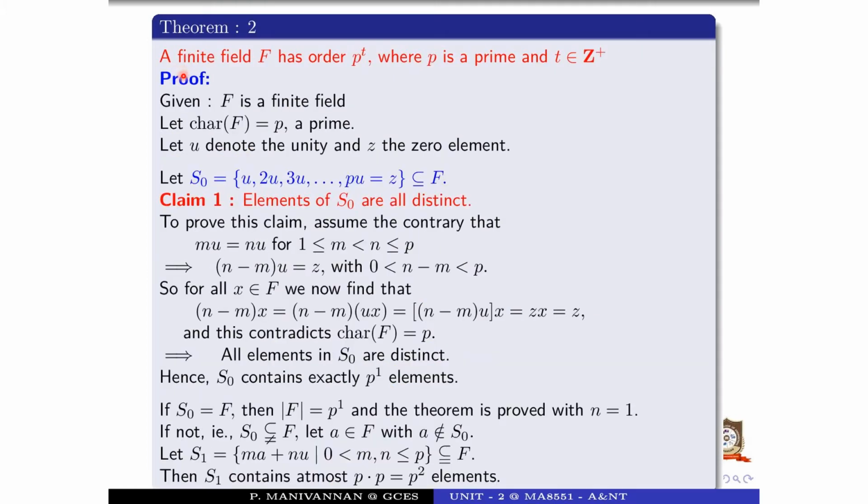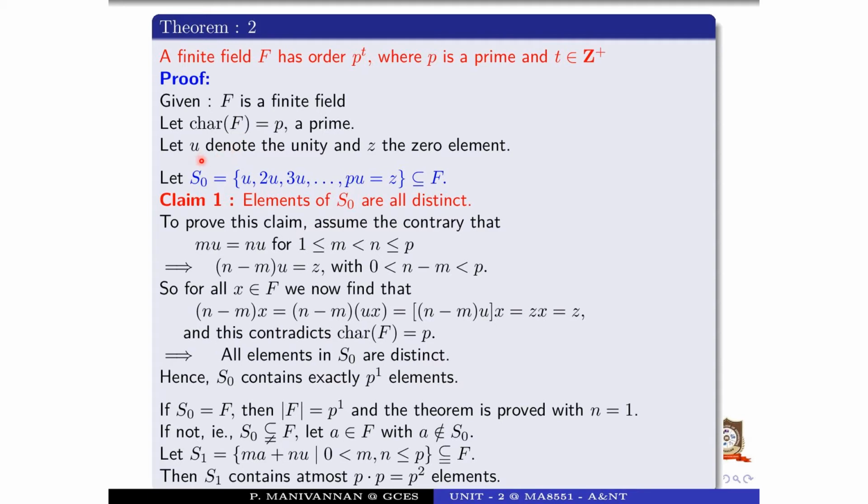Theorem number 2: A finite field F has order p to the power t, where p is prime and t belongs to Z plus, the positive integers. Given F is a finite field, let the characteristic value of F equal p. Since by the previous theorem a field's characteristic value must be a prime number, the characteristic value of F equals p.